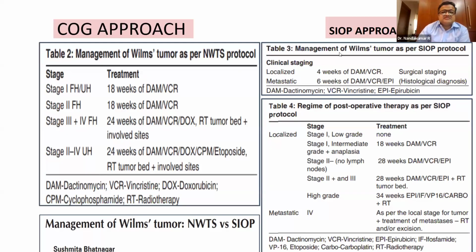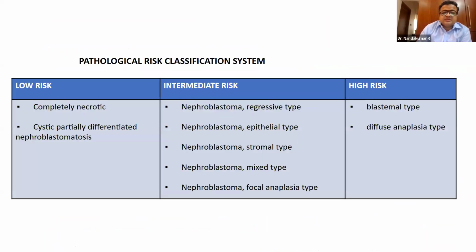Now, if it is a metastatic disease, however, they start with the 3 drugs and then they proceed for surgery. Now, based on the histology, the subsequent stratification arises. So if you have a person who undergoes surgery after 4 weeks as per SIOP, and then the report says it is completely necrotic, which means it has responded well to your 4 cycles of vincristine actinomycin, then it comes under low risk, which means you can straight away wait and watch and you don't need further cycles if it is stage 1 to start with.